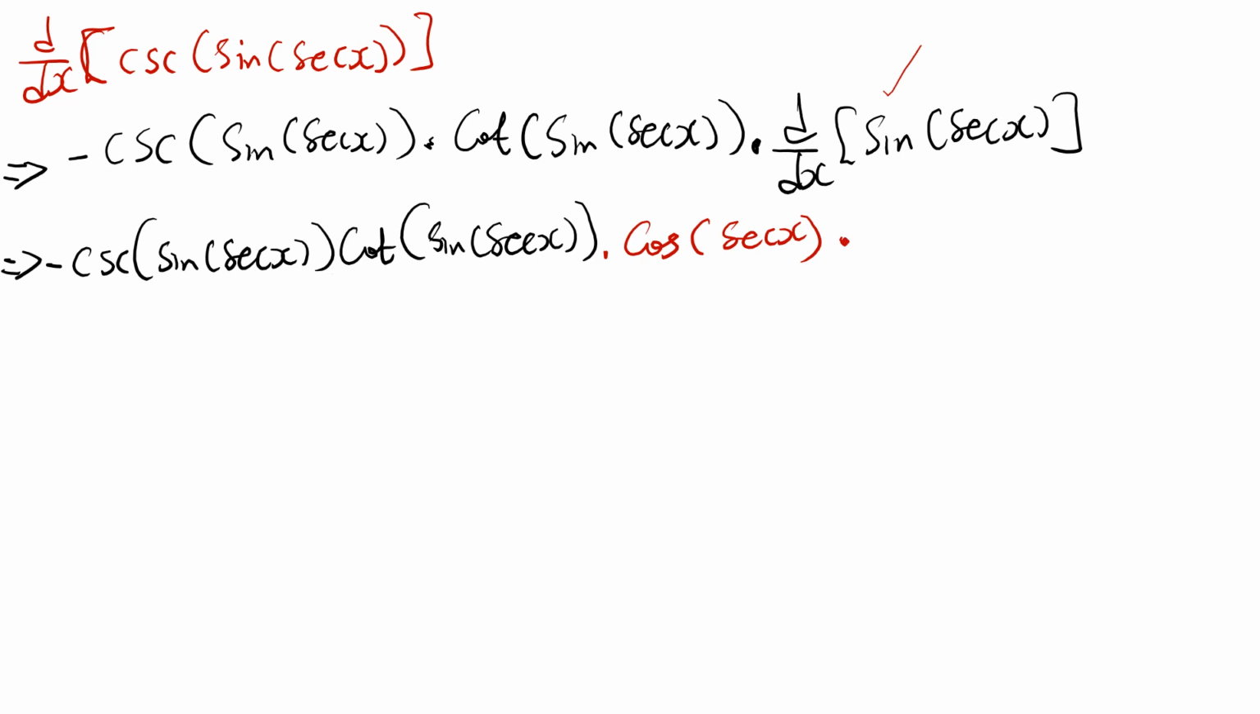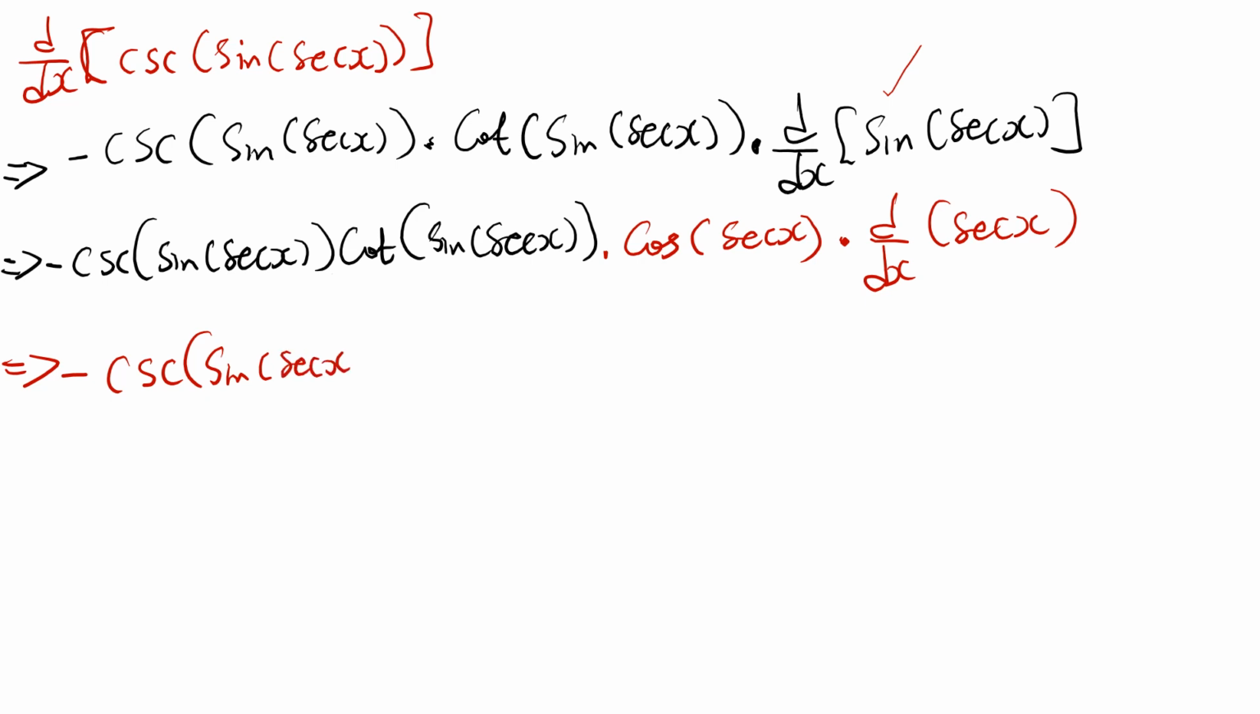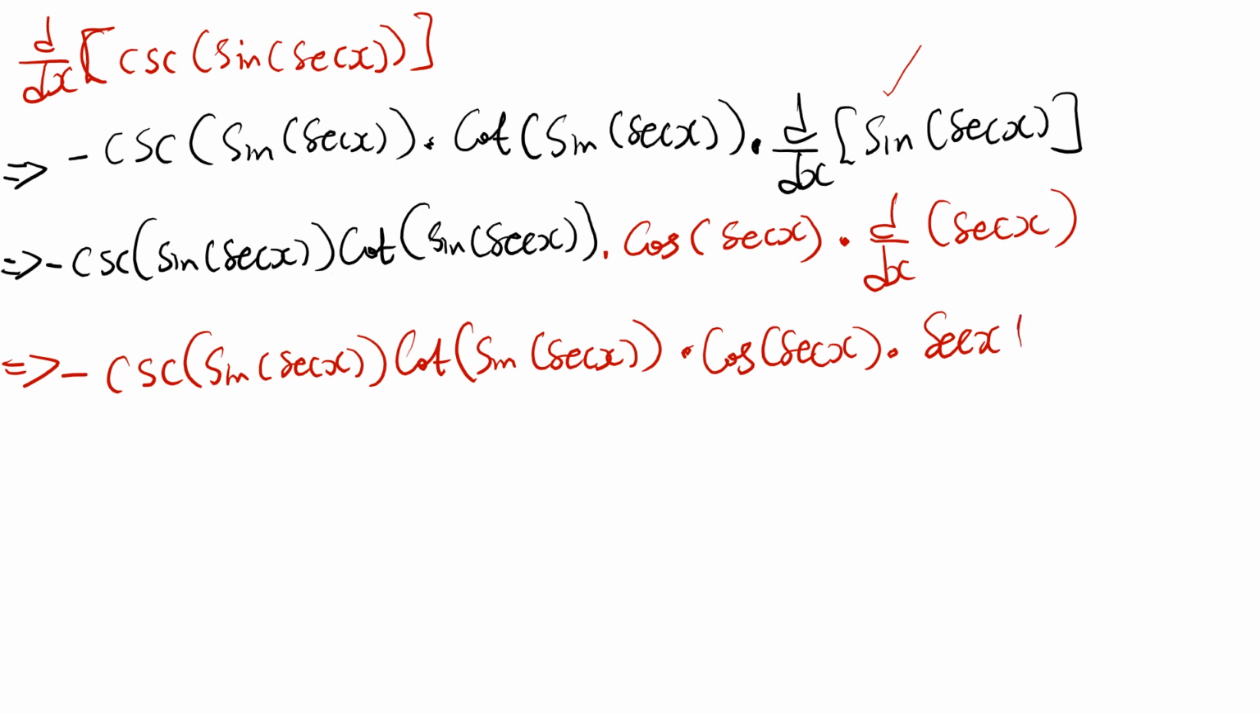And then after that, we differentiate our angle. Our angle is sec x. We go ahead and differentiate our angle. So now our final answer is negative cosec of sine sec x, multiplied by cot of sine sec x, multiplied by cos of sec x, multiplied by the derivative of sec x, which is going to give us sec x tan x. So this is the final answer.